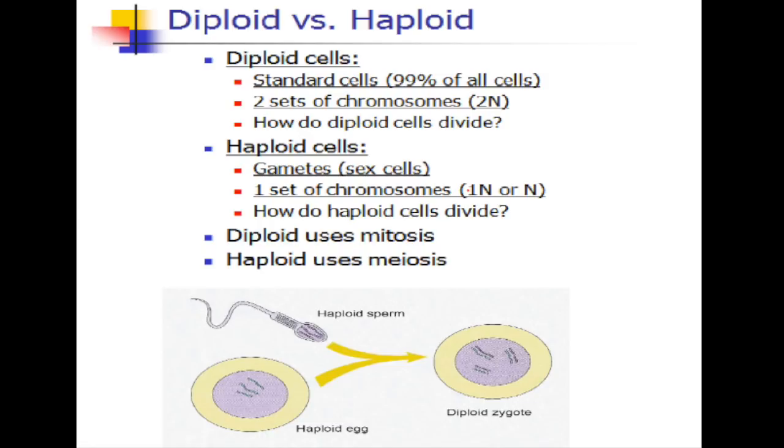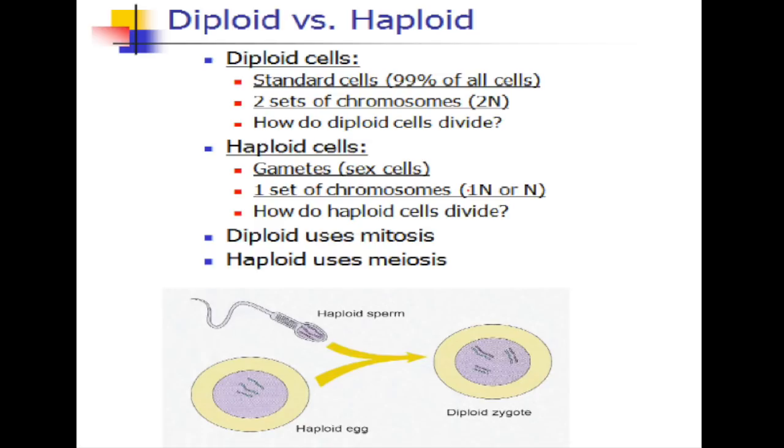So now you can go back and answer question number 6 above. Which cells have homologous pairs of chromosomes? Can you guess? That would be diploid cells, that's right. So how do diploid cells divide? Well, we've already learned this.